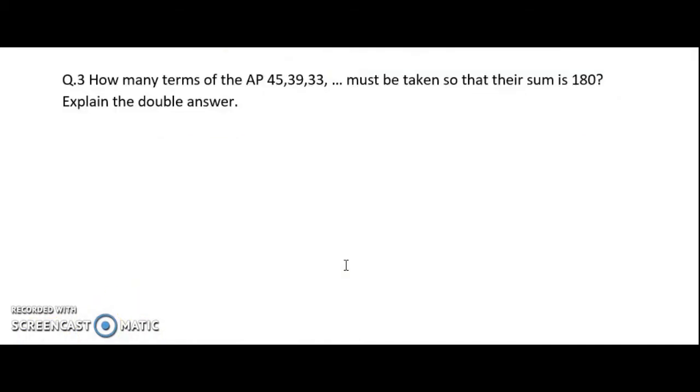Question number 3. How many terms of an AP, the AP is given, how many terms of this AP must be taken so that their sum is 180? Explain the double answer.